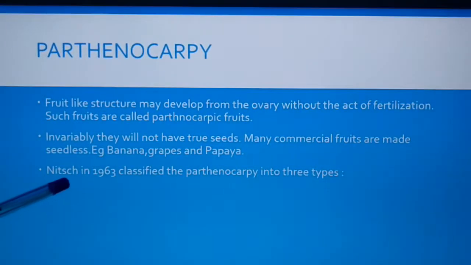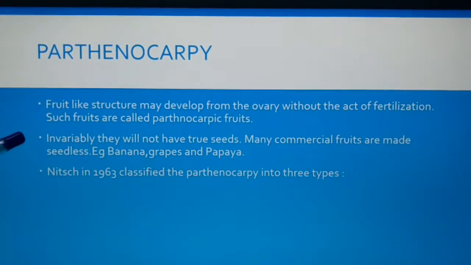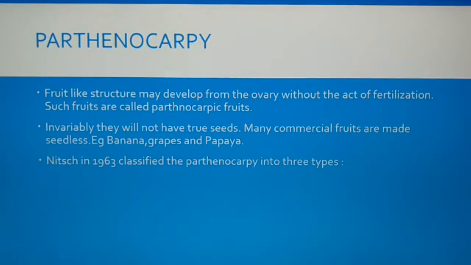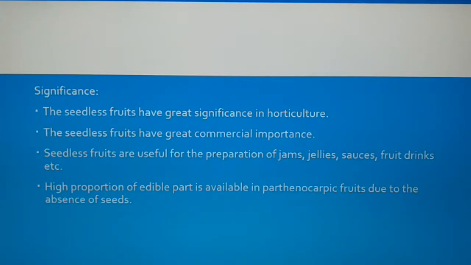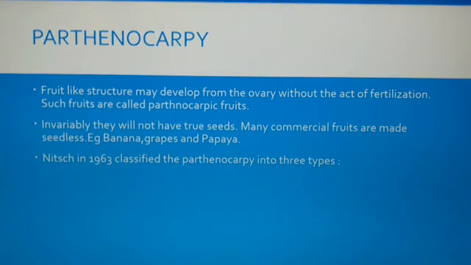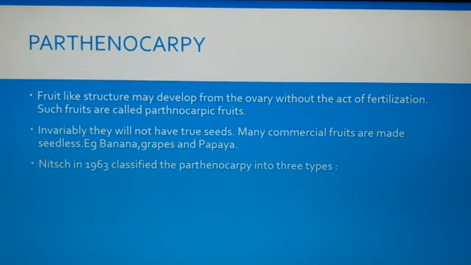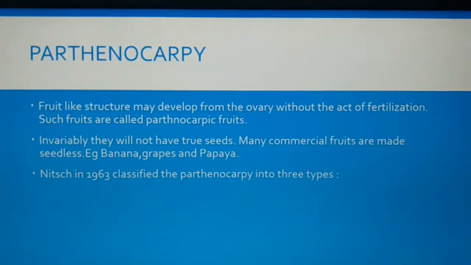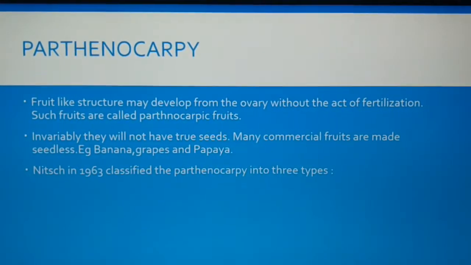Nitsch in the year 1963 classified parthenocarpy into three types. They are genetic parthenocarpy, environmental parthenocarpy, and chemical parthenocarpy. In genetic parthenocarpy, the parthenocarpy arises due to hybridization or mutation. Example, citrus, cucurbita.